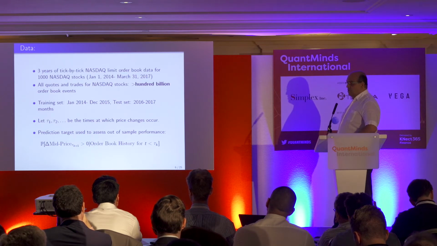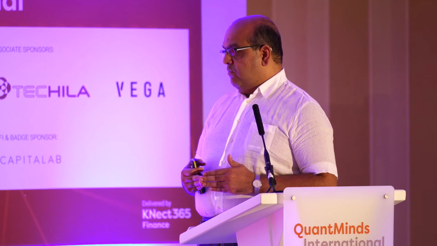So the price changes are a subset of these. Let's call them tau 1, tau 2, and so on. We look at the order book history up to a price change, and we try to forecast the direction of the next price move. Okay, that's a very, very simple thing to do. It's simple, but it's easy to evaluate if you're right or wrong, because then you check what happened, what did you forecast, am I right or wrong? So it's very easy to evaluate.